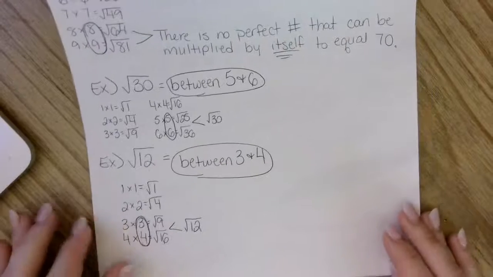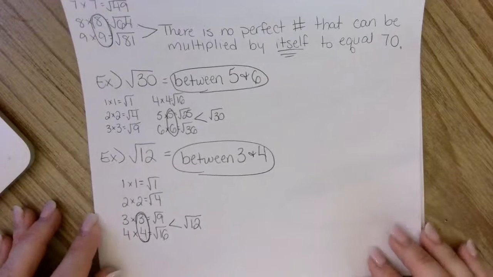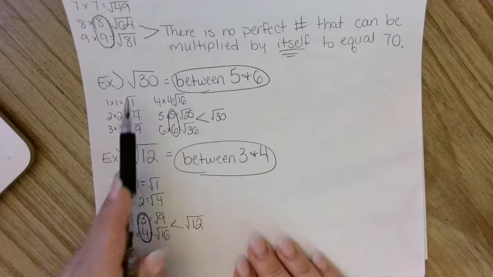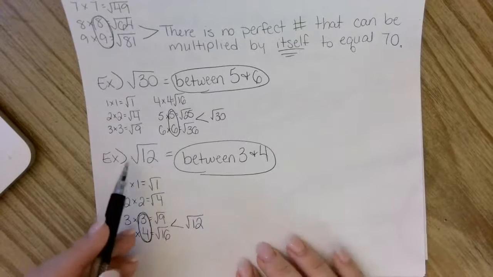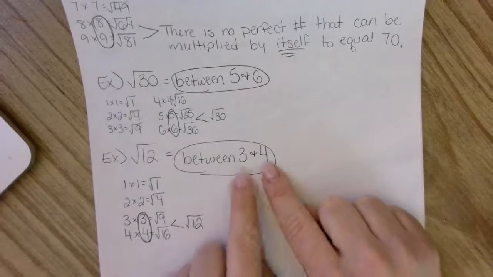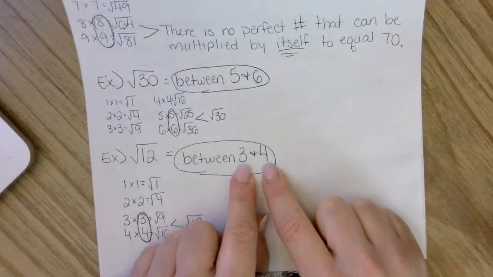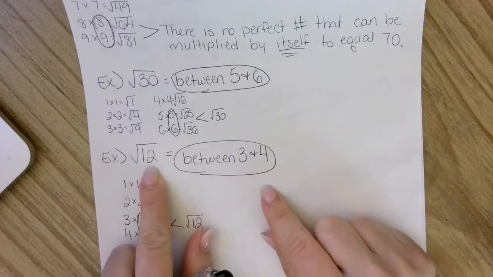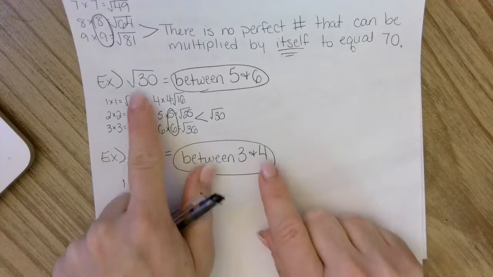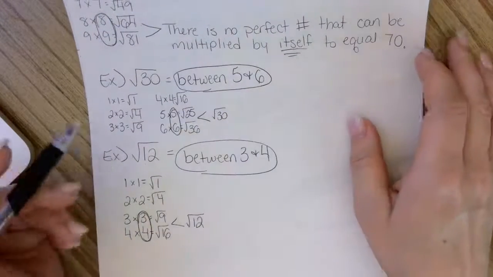Now, if this is still really confusing to you, what I would actually suggest is that you grab a calculator and that you actually put in square root, whatever the number is, square root 12, square root 30, whatever it may be. And you're going to get some kind of decimal number. Now, if the decimal number is in between the two numbers that you think the answer is, then you are on the right track. Okay? So, in other words, square root 12 should be 3 point something, something, something. The square root of 30 should be 5 point something, something, something, and so on.